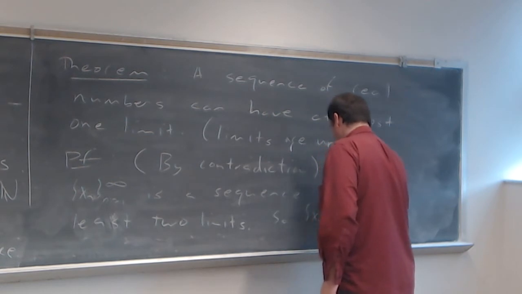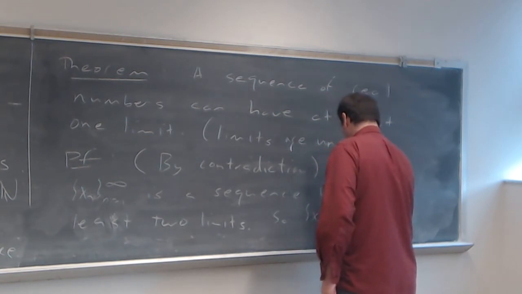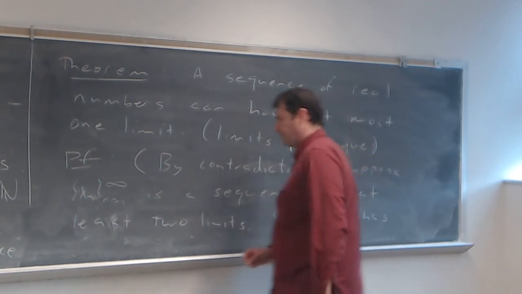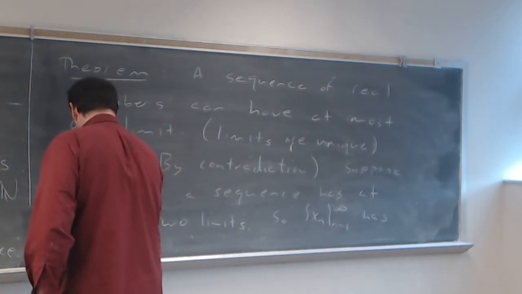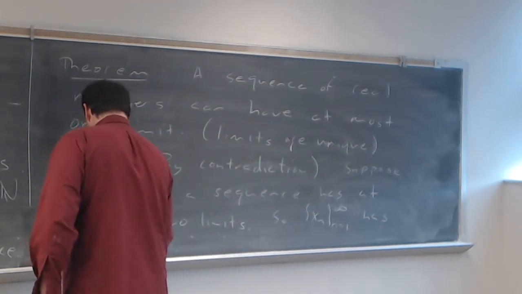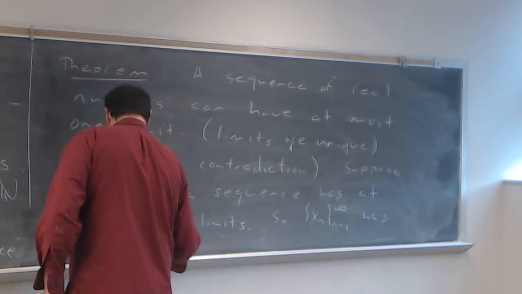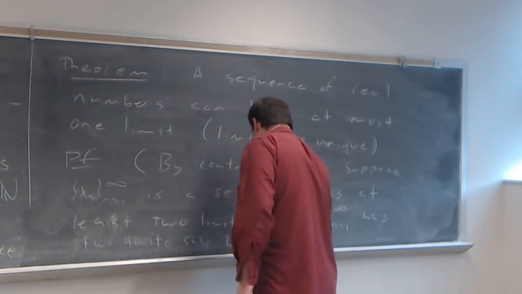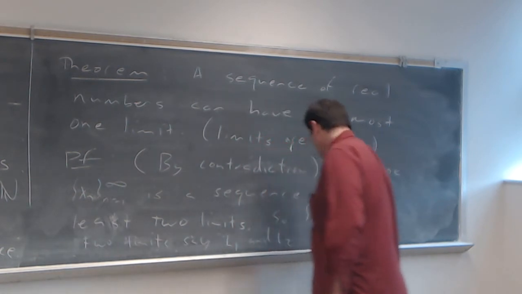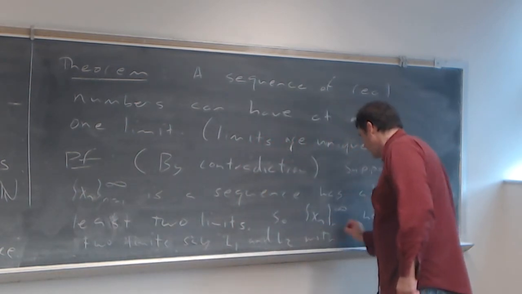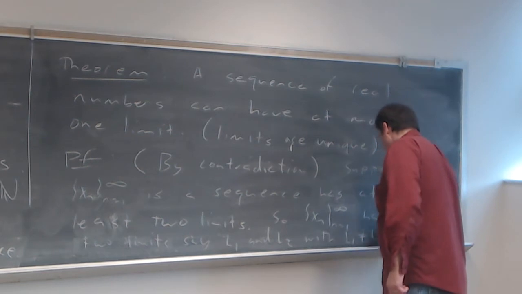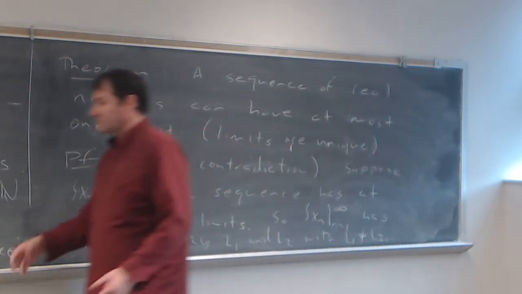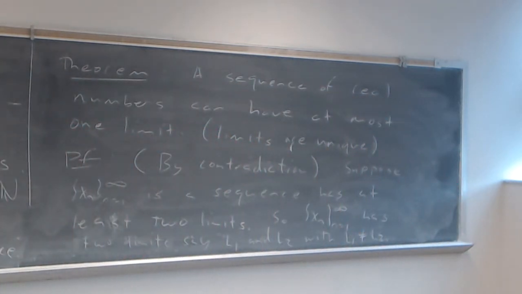So x of n has two limits, say L1 and L2, with L1 being different than L2. So it's got at least two, so it's got L1 and L2. Those are two of them, at least two limits. And they're not the same.